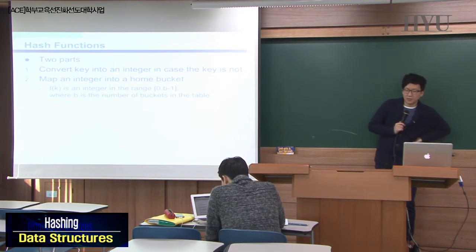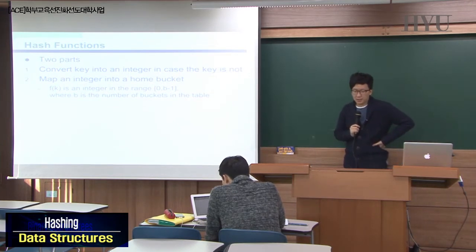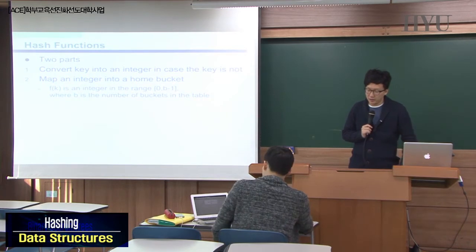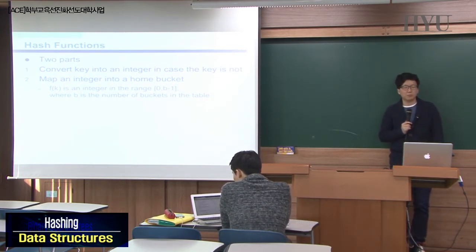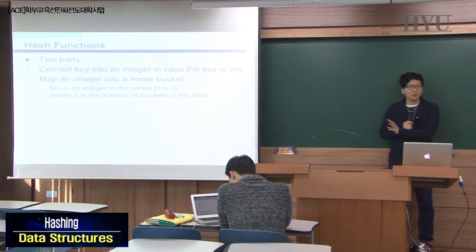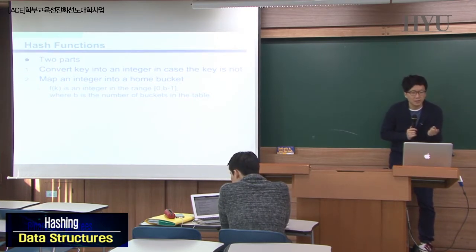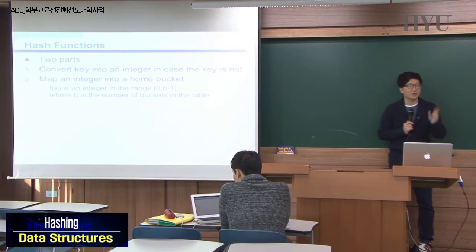Okay, hash functions, two parts. Convert the key into an integer in case the key is not one. So here's the somewhat tricky part. Some of the keys we have seen in the examples are integers, but some of them are not integers, like those examples from the Python website, where there was a name and phone number, right?